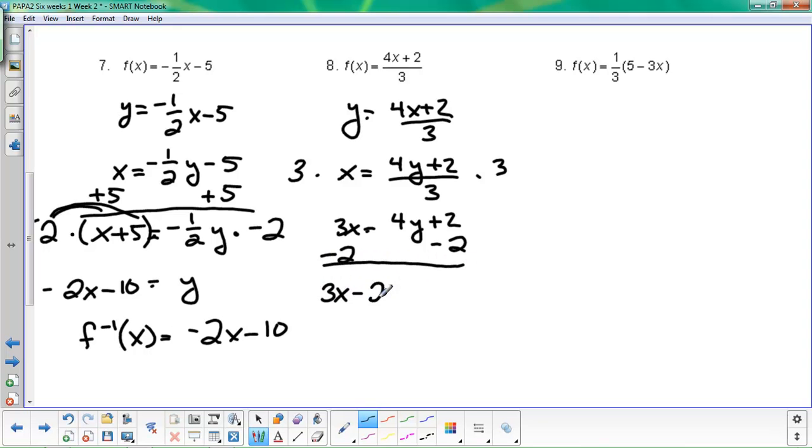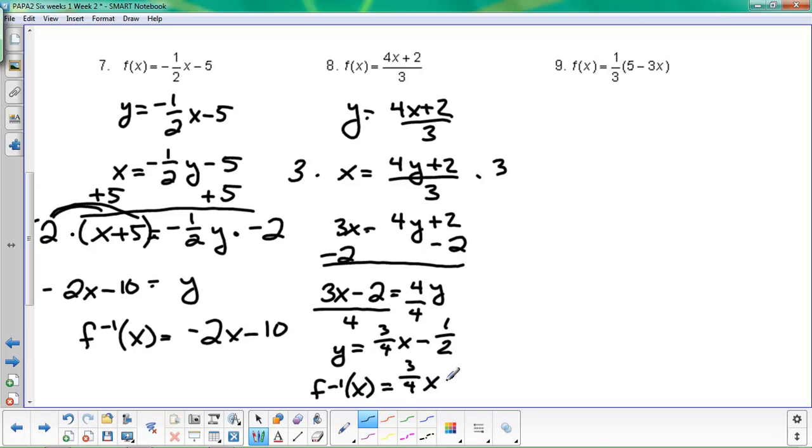3x minus 2 equals 4y. Divide both sides by 4. Remember, you're dividing the entire problem by 4. So now you get y equals 3/4 x minus, reduce that fraction, 1/2. f to the negative 1 of x equals 3/4 x minus 1/2.